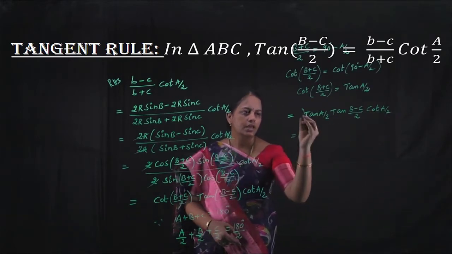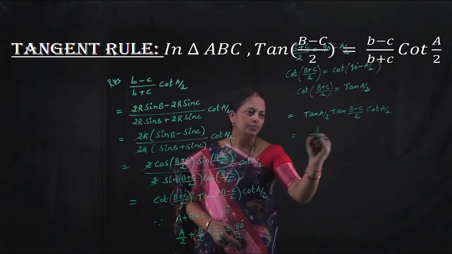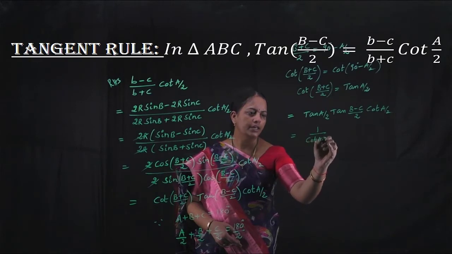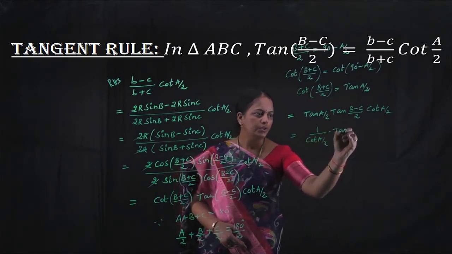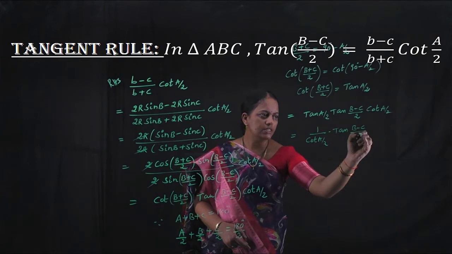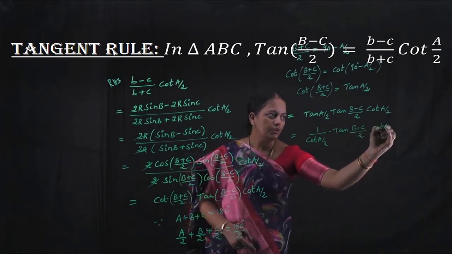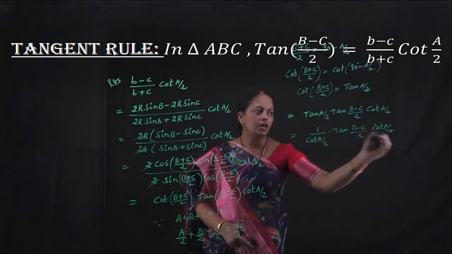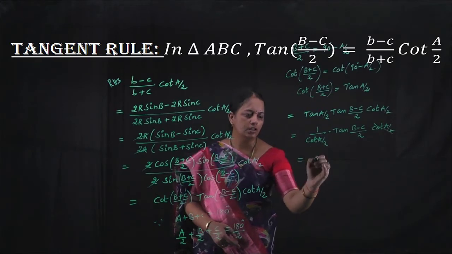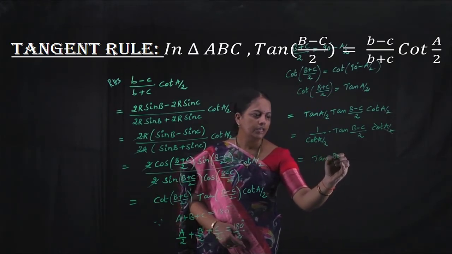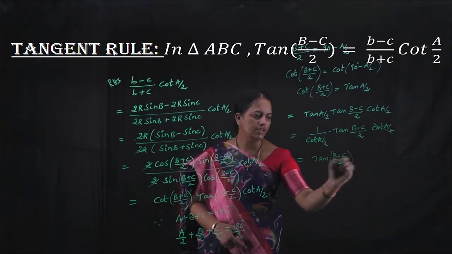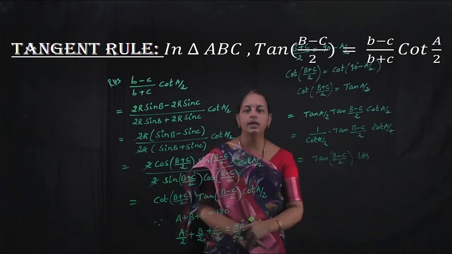Okay, this is equal to tan A/2, which means 1 by cot A/2, into tan of (B−C)/2 into cot A/2. Here cot A/2 gets cancelled. This is equal to tan of (B−C)/2, which is equal to the LHS part.